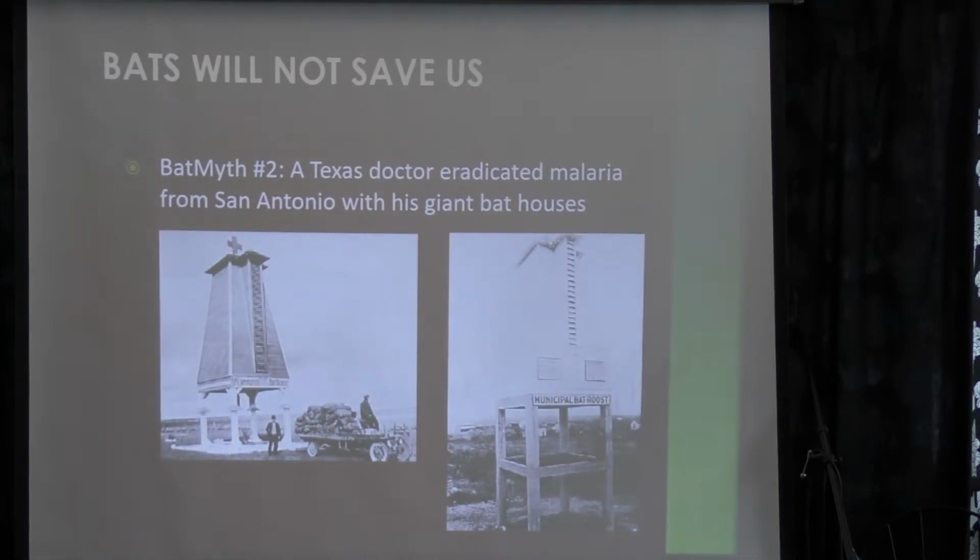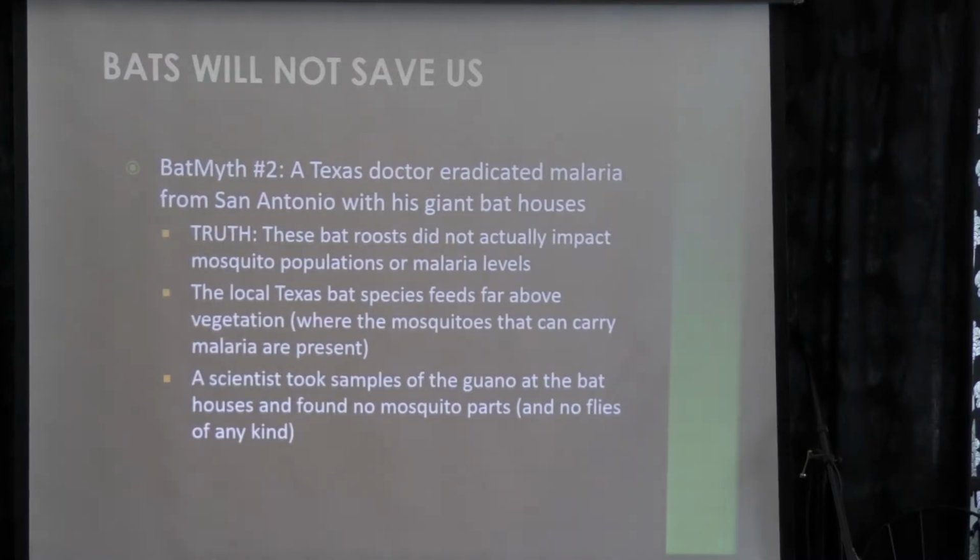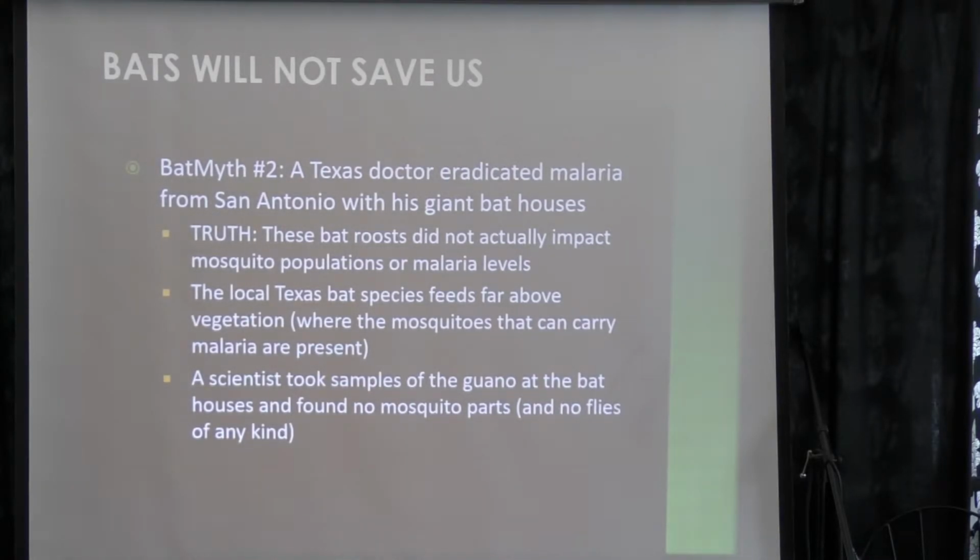The other thing that was recently going around that really steamed me is this post from some bat organization about how if you just put bat houses out that you can cure disease. That comes from this really old story about a doctor in San Antonio who claimed to have eradicated malaria from that part of Texas using his giant bat houses. Okay, so he needed homes for bats, and there were probably more bats around because they were able to roost in these kind of cool looking structures. But people were myth-busting this back in the early 1900s, which I think is really cool.